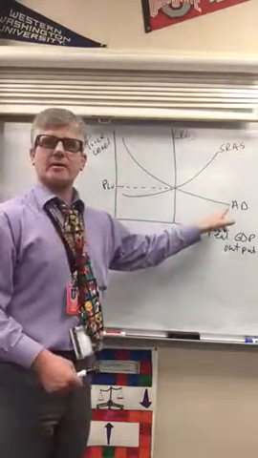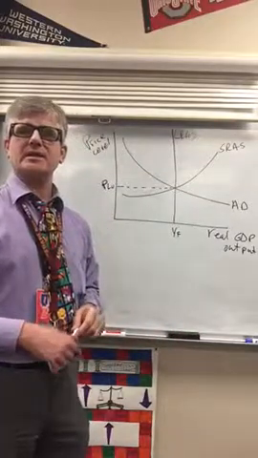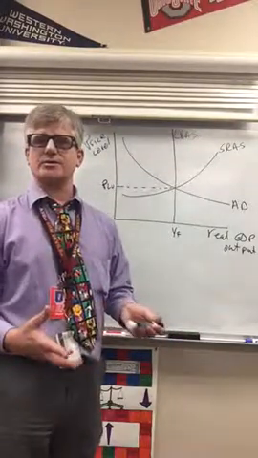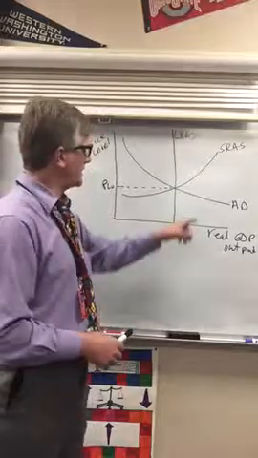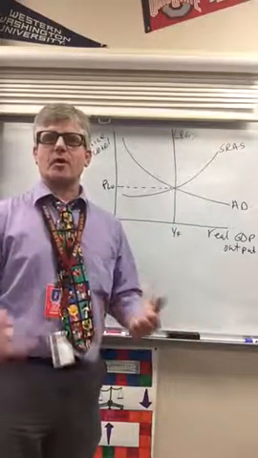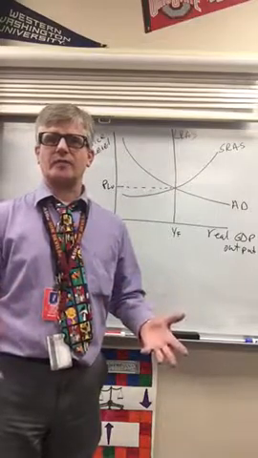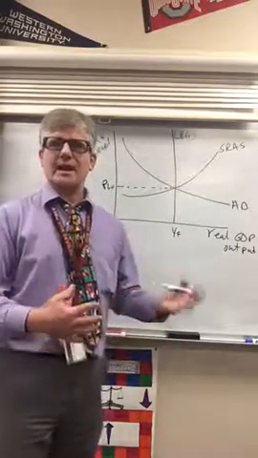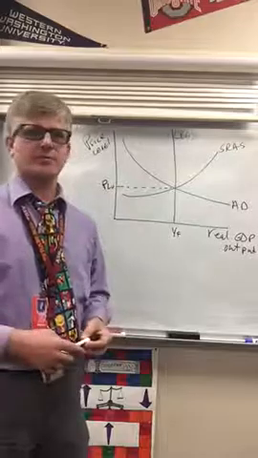This line here is the aggregate demand. It is C plus I plus G plus NX. Those are the shifters of aggregate demand. And this is the demand for all of the consumers, all of the businesses, demand for all of the government, and then of course exports minus imports, which is net exports.